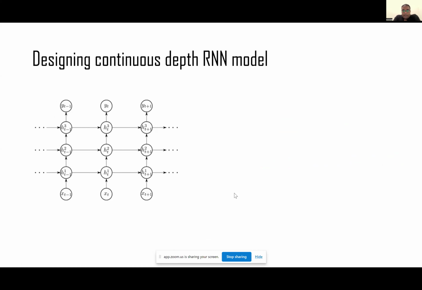So in our work, what we want to propose is this: you also know about the stacked RNN model, where multiple RNN blocks are stacked on top of each other. We want to design a continuous depth RNN model, which evolves continuously across the time dimension and also continuously across the depth dimension. Using this model, we want to see whether the performance of the model improves or not.